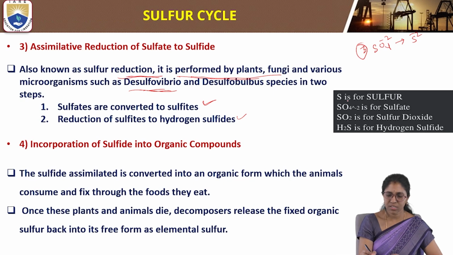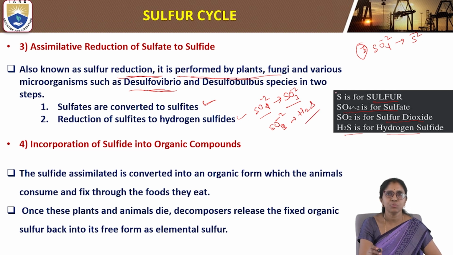Here S means sulfur, SO4 minus 2 means sulfate, SO2 is sulfur dioxide, H2S is hydrogen sulfide. In the first step, sulfates, SO4 minus 2, are converted into sulfites, SO3 minus 2. The second one is the reduction of sulfides into hydrogen sulfide. So these are the two reduction processes in assimilatory reduction of sulfate to sulfide.